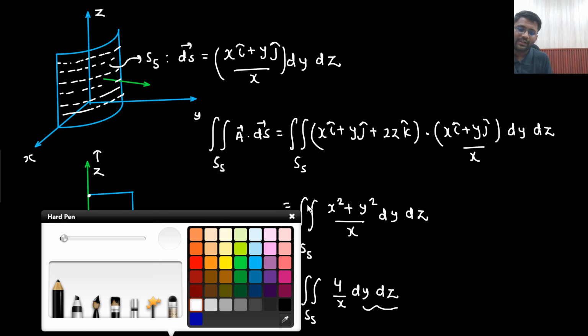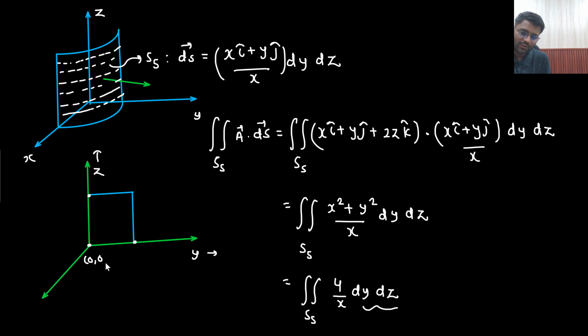Coordinates and all, it is not that difficult. Here it is 0, 0, 0, x, y, z all 0. Here x is 0, y is 2, z is 0. X is 0, y is 2, z is 2. X is 0, y is 0, z is 2. You need to put the limit.